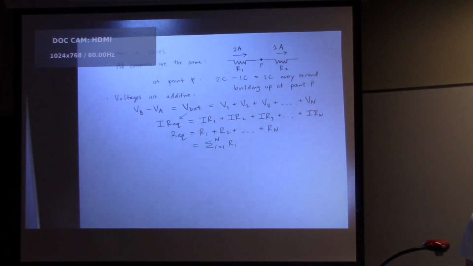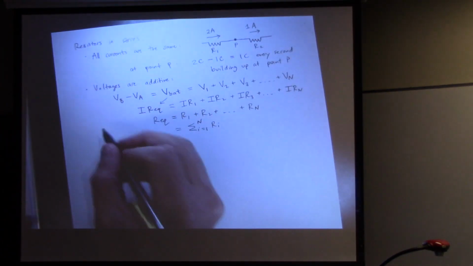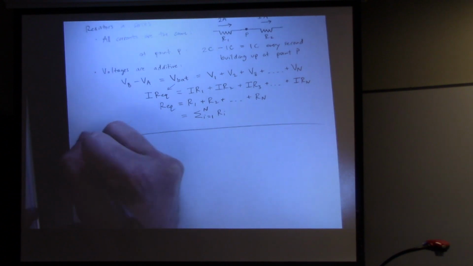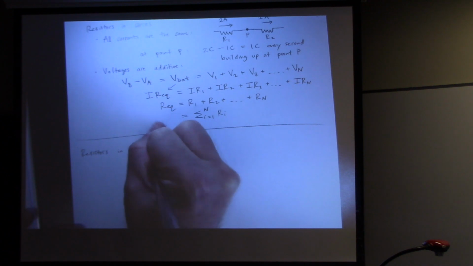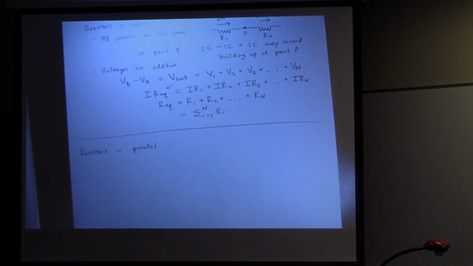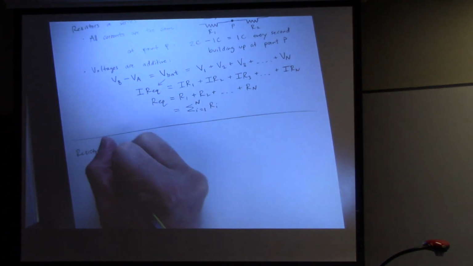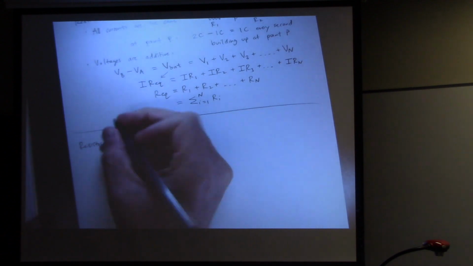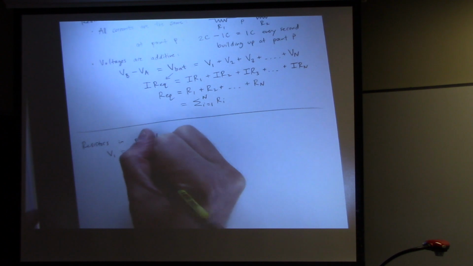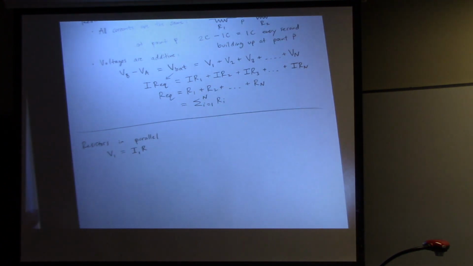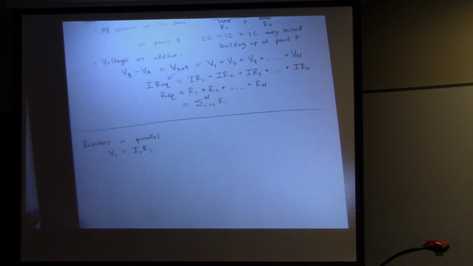All right, so when it comes to equivalent resistance, now we're talking about resistors in parallel. We know the voltages are the same, but how do I talk about any individual voltage? Let's say I want to talk about V1, for instance. Well, that's going to be given by Ohm's law. It's the current running through resistor number 1 multiplied by the resistance of that particular resistor.